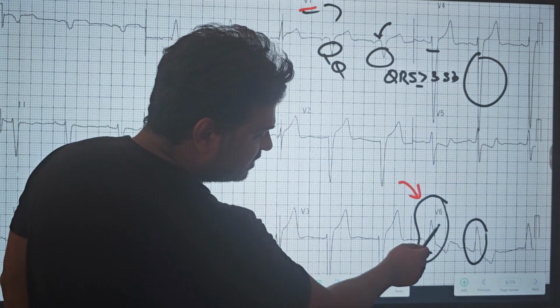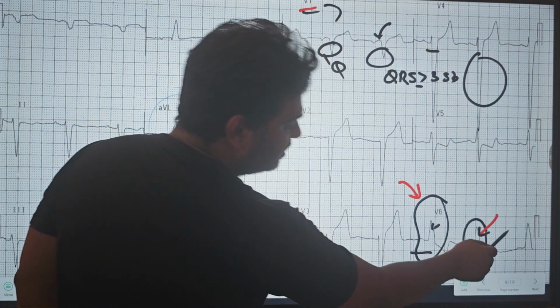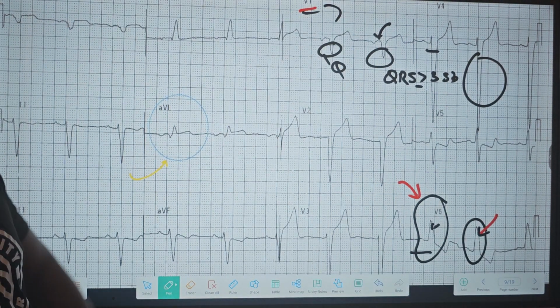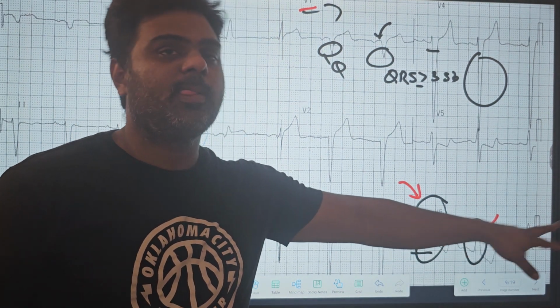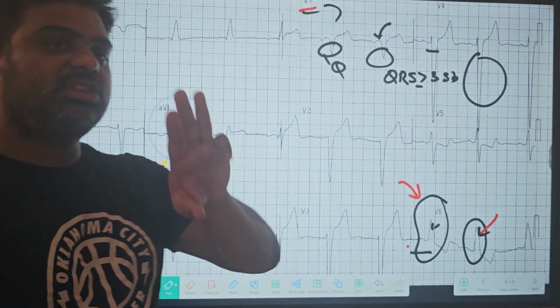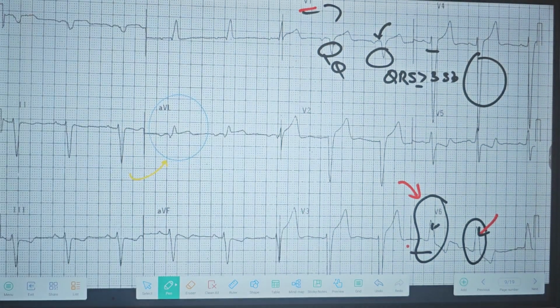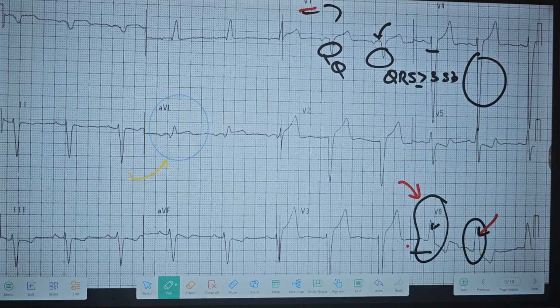Now here is a small notch, so this is notched. So the third point is also valid. We are getting a broad R wave, that is, no Q wave, no S wave, plus we are getting a notch. So 3 points are valid, and QRS duration is more than 120 milliseconds.